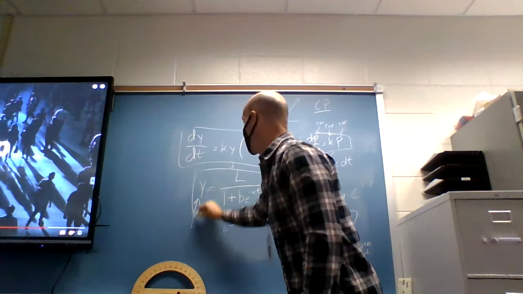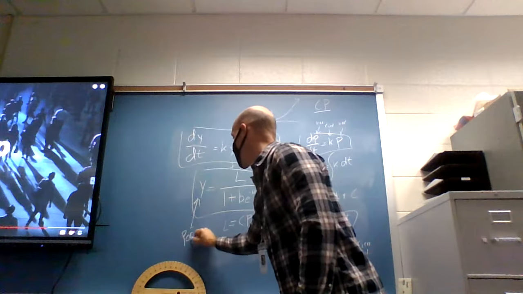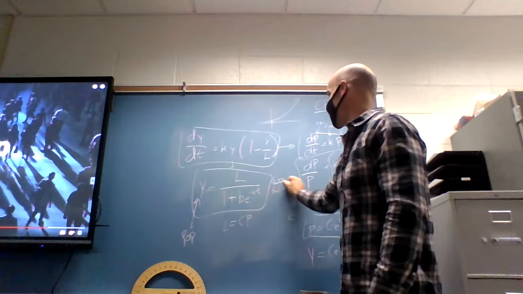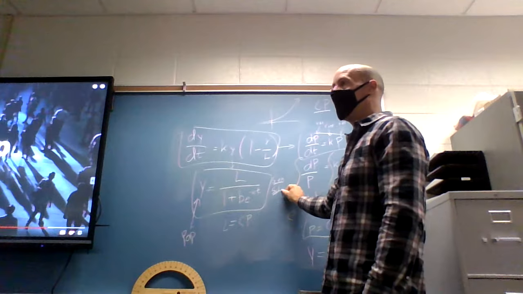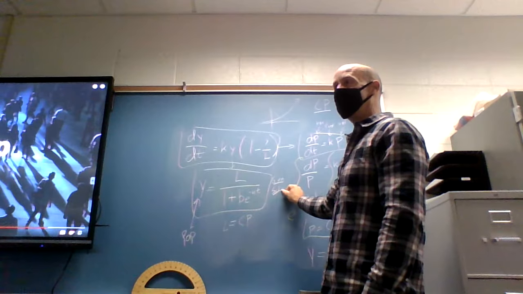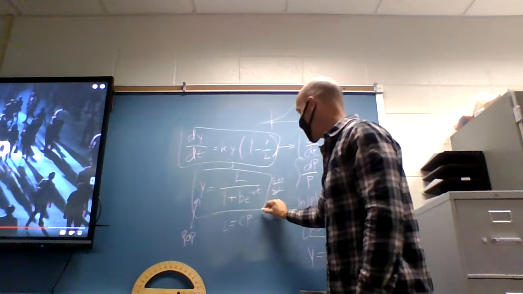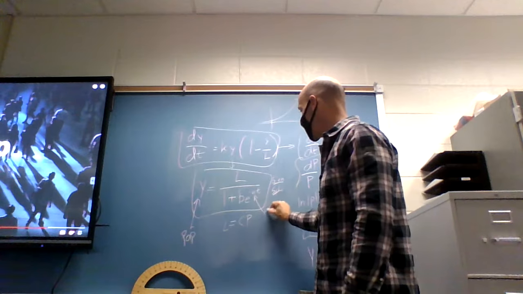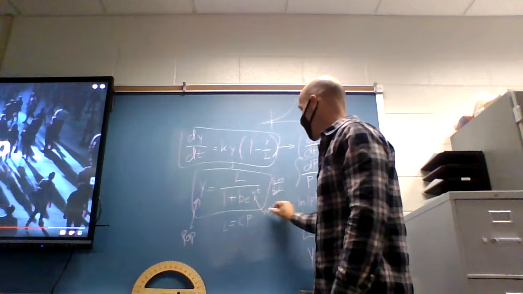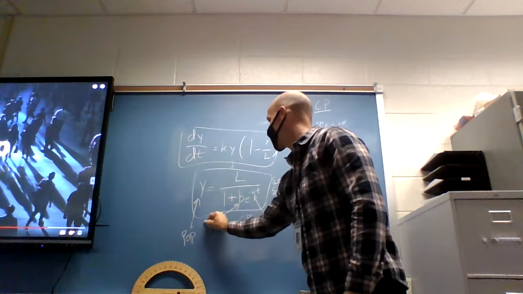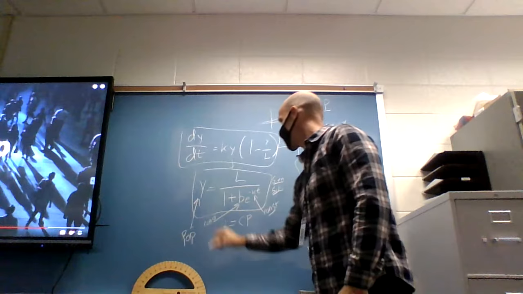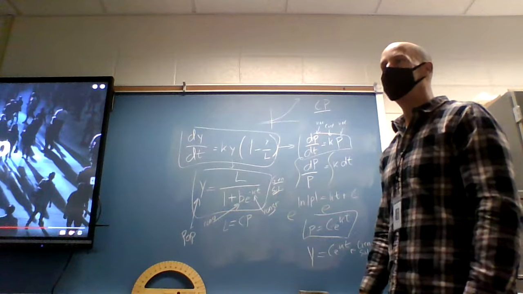This right here is the population at any given time. Now remember, this is the general solution. Most of the problems you do where you actually have to solve things, you're going to have to figure out what this constant is. L is typically given in the problem.